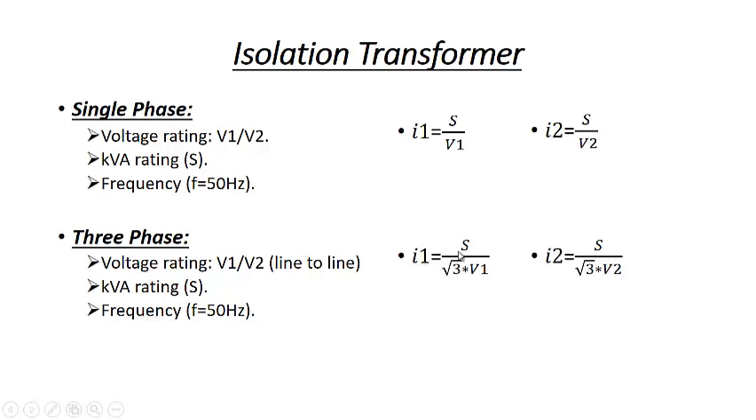So here the primary current will be S, that is apparent power, divided by root 3 into V1, that is the line voltage of the primary, because the three phase apparent power is given by root 3 V1 I1, that is VL IL, both line values, that is line current and line voltage. Similarly, the secondary current will be the same apparent power divided by root 3 into the secondary voltage, but again these two will be line values, that is the line voltage at the secondary and the line current at the secondary. This is for the isolation transformer.